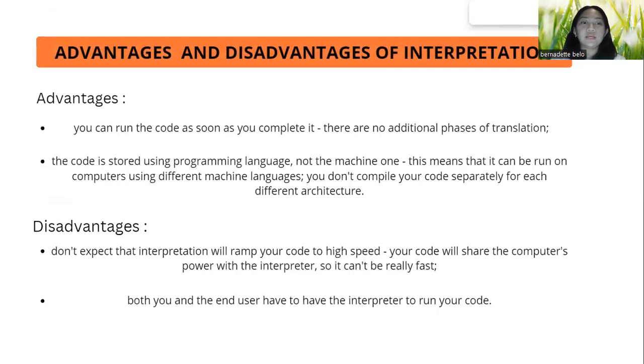And these are the advantages and disadvantages of interpretation. The advantages are that you can run the code as soon as you complete it. The code is stored using the programming language, not the machine one. This means that it can be run on computers using different machine languages. The disadvantage is that you shouldn't expect interpretation to run your code at high speed. Your code will share the computer's power with the interpreter, so it can't be really fast.